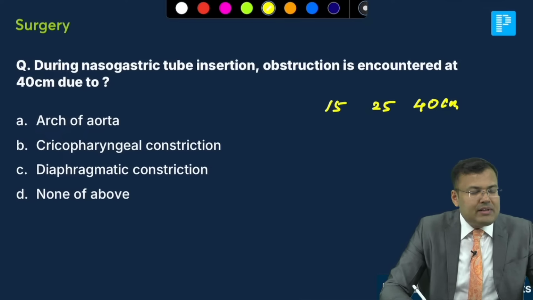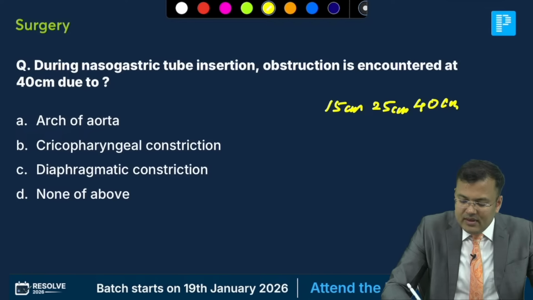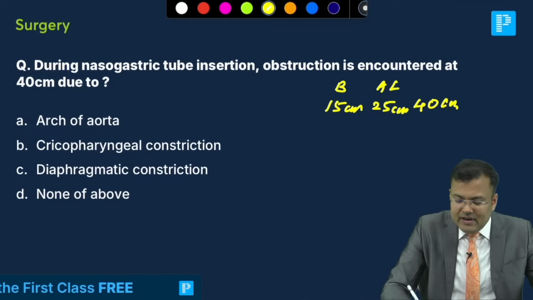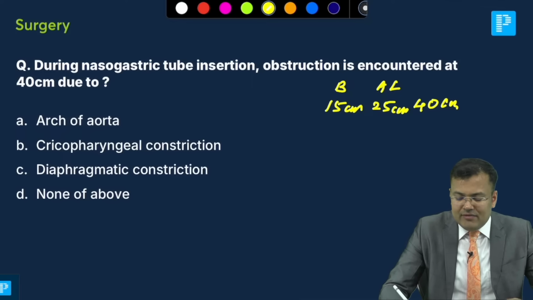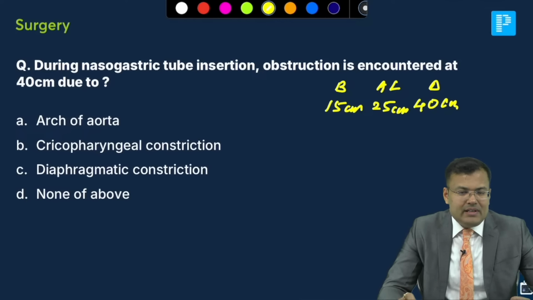Here 15 centimeter from upper incisor. This is beginning of esophagus or cricopharynx. 25 centimeter, that is arch of aorta or left bronchus, and 40 centimeter, that is diaphragm. So 40 centimeter, that is diaphragm.